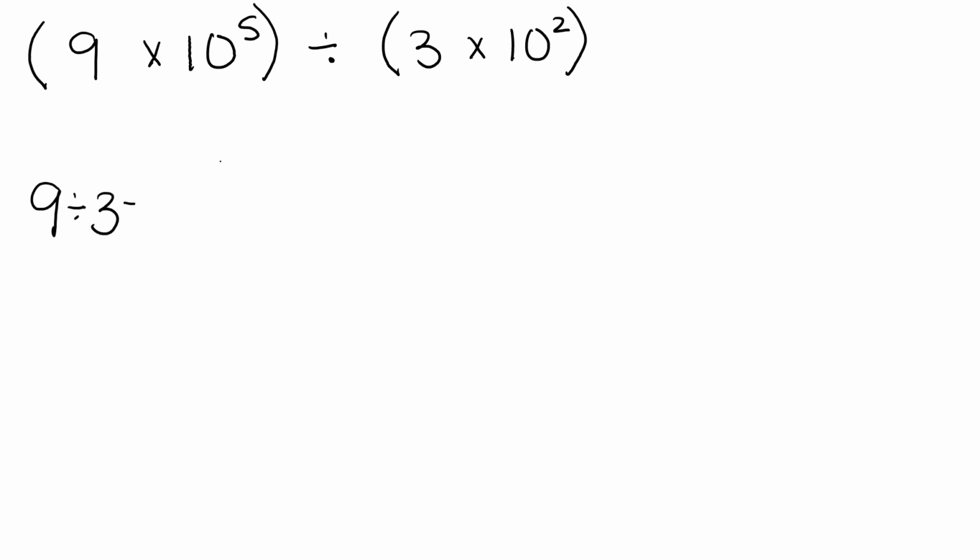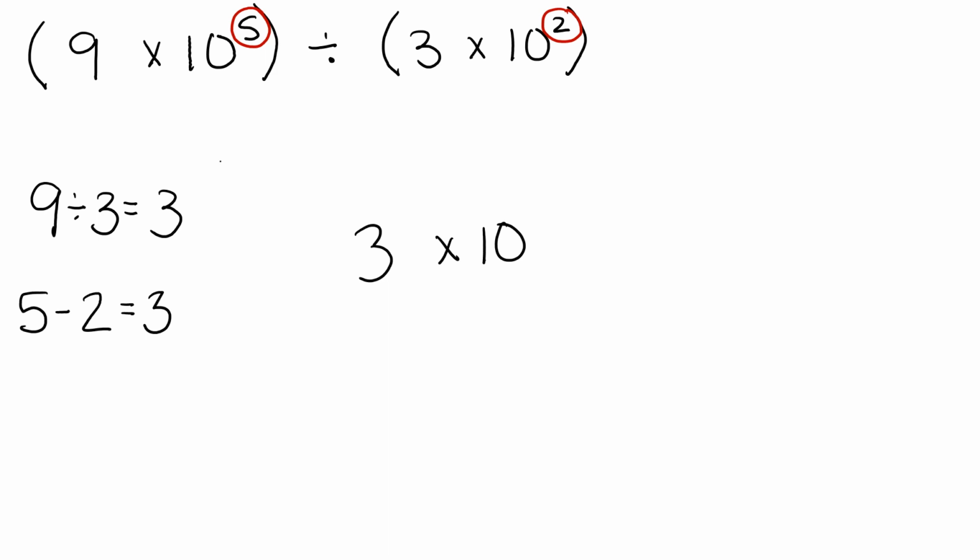9 divided by 3 is 3. When we're dividing, we subtract our exponents. Those were our exponent skills we learned back in August. Subtracting the exponents, 5 minus 2 gives us 3. We use all of that information to write our answer, 3, and it's always times 10, and then our new exponent is also 3. 3 times 10 to the 3rd power is our final answer.